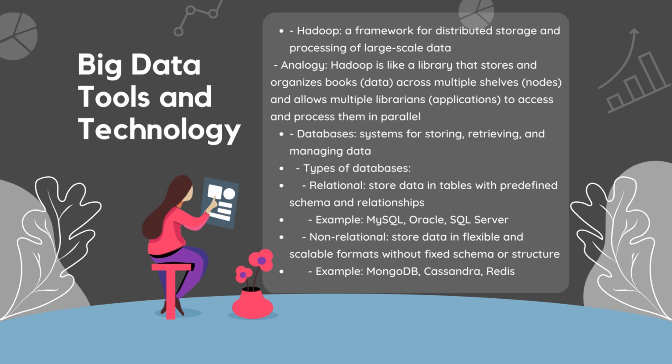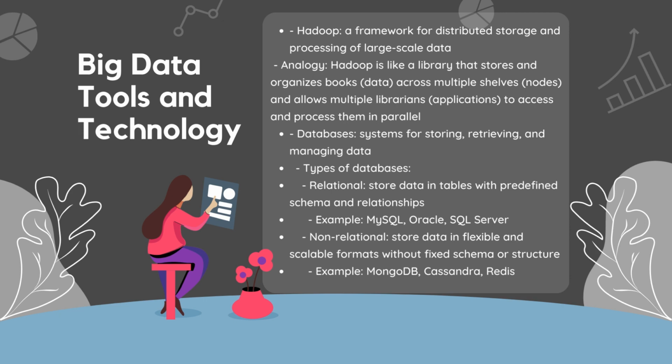Hadoop is a framework for distributed storage and processing of large-scale data sets. Hadoop is like a library that stores and organizes books across multiple shelves and allows multiple librarians to access and process them in parallel. Hadoop has two main components. One is HDFS, which is Hadoop Distributed File System, and the other is MapReduce.